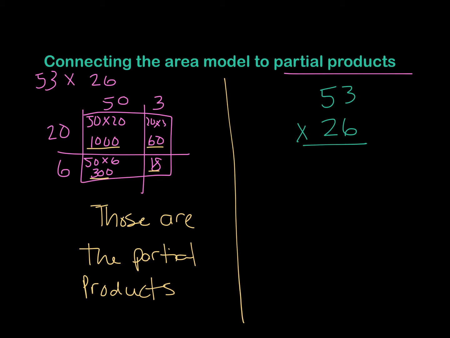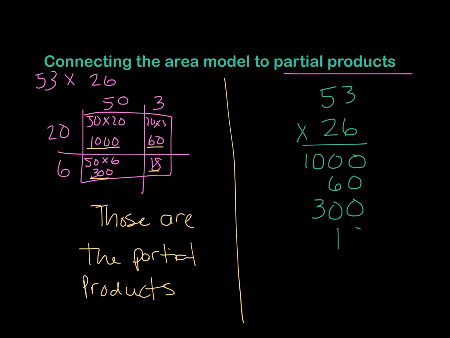2 times 5, and that's 20 times 50, so that gives us 1,000. And now we'll do 2 times 3, which is 20 times 3, because that 2 is in the tens place. And that will give us 60. Now we'll move over to the 6. We're going to multiply it by its highest place value first. 6 times 5, or 6 times 50, is 300. And 6 times 3 is 18.